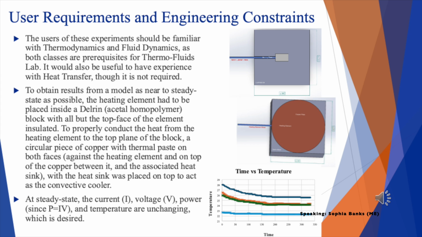To obtain results from a model as near to steady state as possible, the heating element had to be placed inside a Delrin block with all but the top face insulated. To properly conduct the heat to the top of the block, a circular piece of copper and thermal paste were added between the heat sink placed on top of the convective cooler. At steady state, the current, voltage, power, and temperature are unchanging, which is desired.